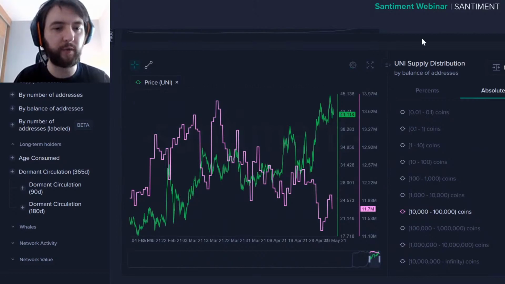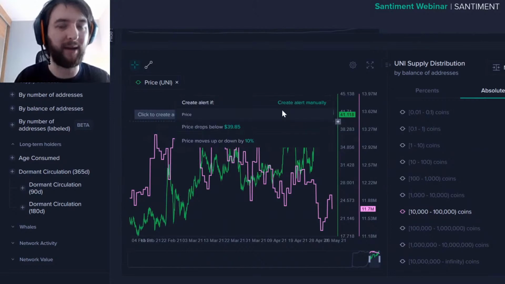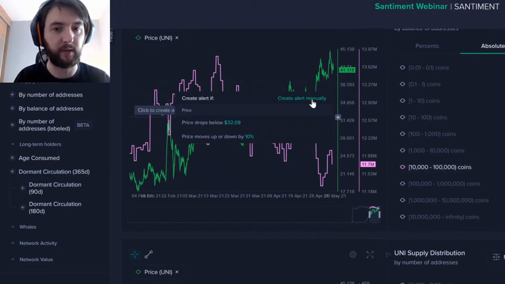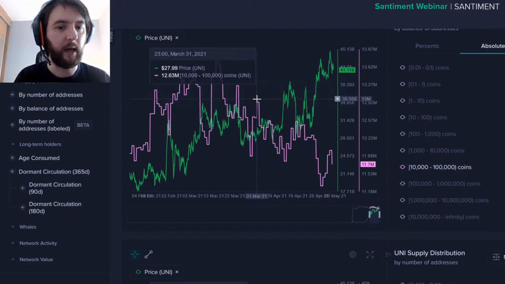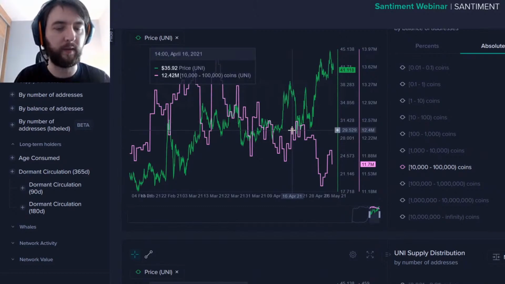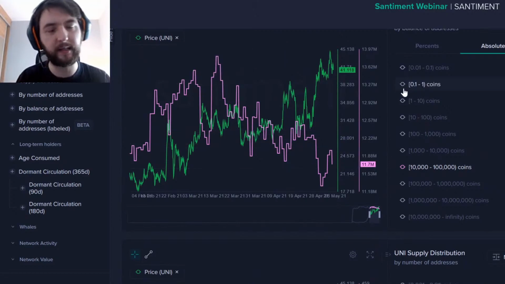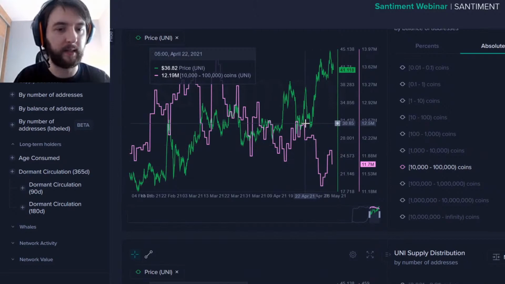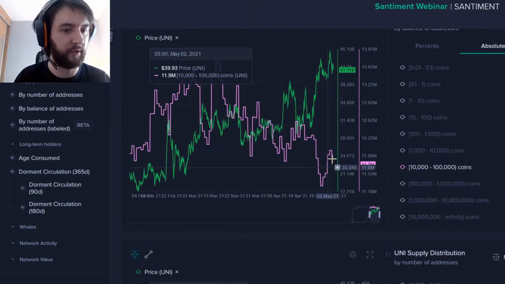But in general, you can see that tracking these large cohorts of holders, in this case between 10,000 and 100,000 Uniswap coins, you can already start to see general patterns. And overall, even if you don't use it on a daily basis, you can at the very least look at the trend lines and figure out whether, for example, at the moment, the trend line is accumulation or capitulation, right?